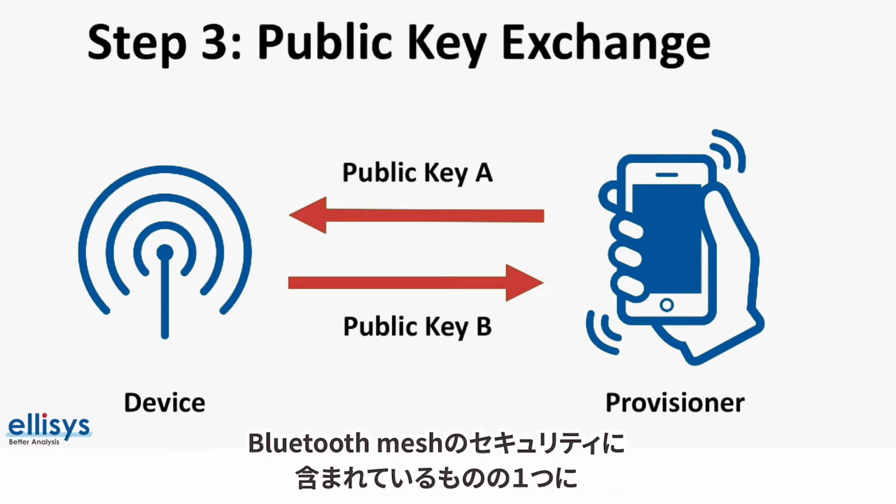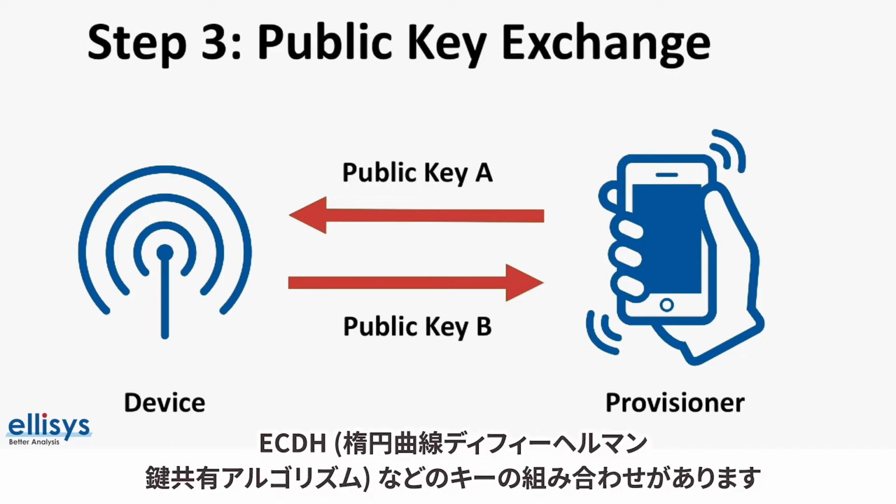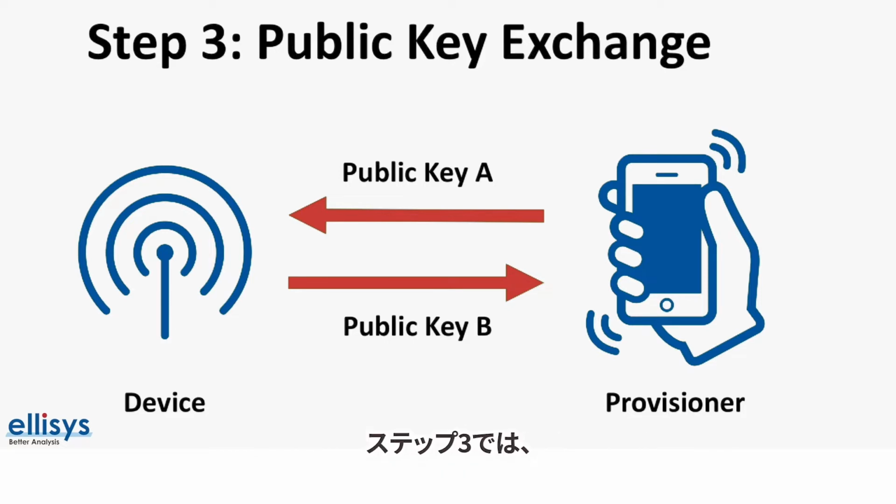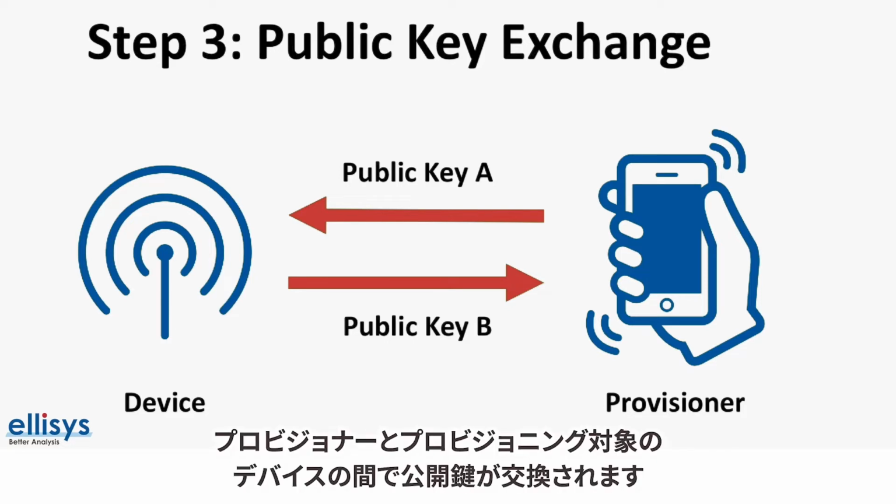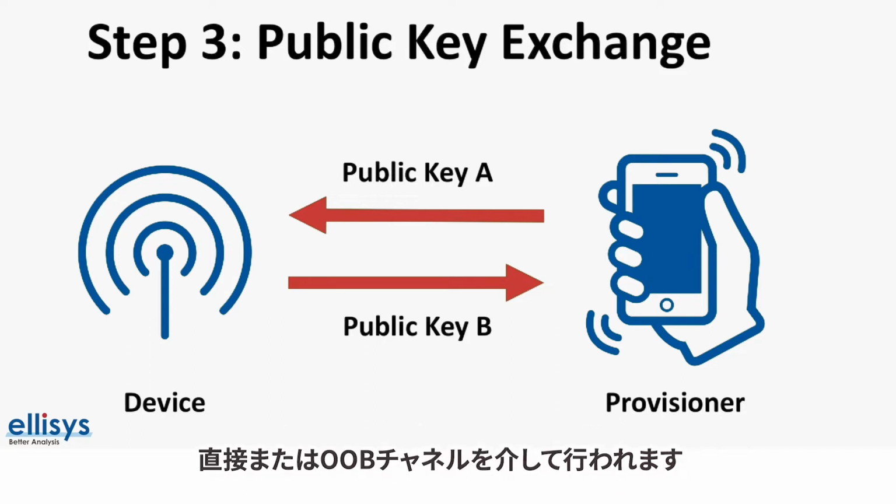Security in Bluetooth Mesh involves the use of a combination of symmetric and asymmetric keys such as the elliptic curve Diffie-Hellman algorithm. In step 3, public keys are exchanged between the provisioner and the device to be provisioned. This is done either directly or via an out-of-band channel.